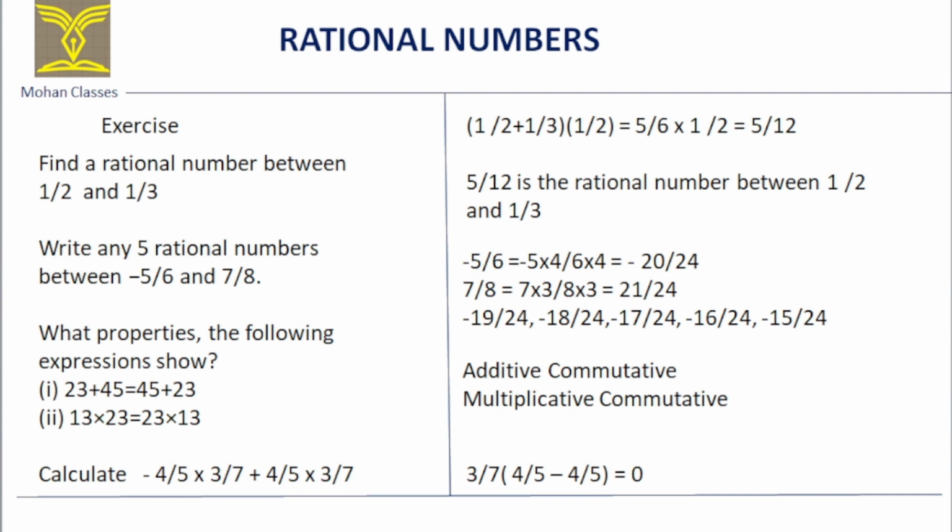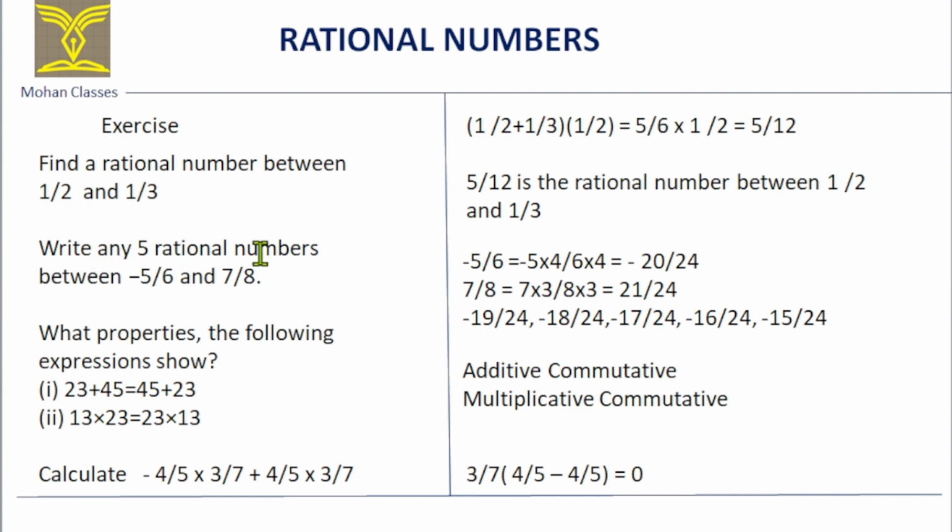So let us do some exercise. Find a rational number between 1 by 2 and 1 by 3. So here the question is we have to find the rational number between 1 by 2 and 1 by 3. So we should find the average of these two rational numbers. That average will be the rational number between these two rational numbers. So for that, 1 by 2 plus 1 by 3 multiplied with 1 by 2, or 1 by 2 plus 1 by 3 divided by 2. Both are same only. So 5 by 6 into 1 by 2 we will get 5 by 12. So 5 by 12 is the rational number between 1 by 2 and 1 by 3.